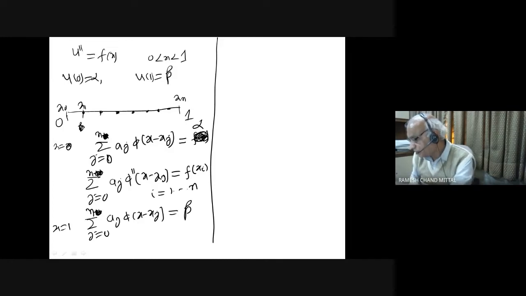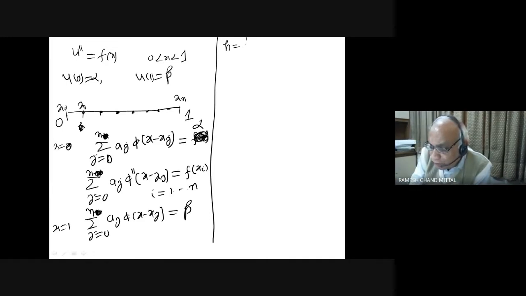I will take a different kind of phi and tell you what is there. And in this case, my h will be 1 upon n plus 1. I hope that's clear. That's why I get a confusion.